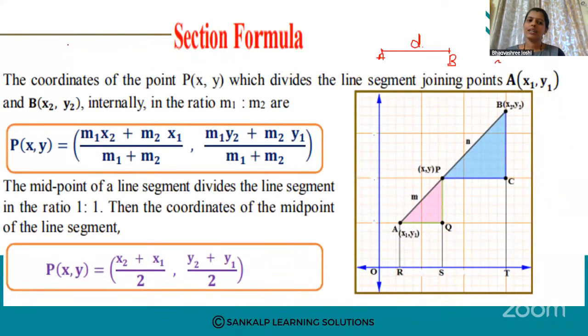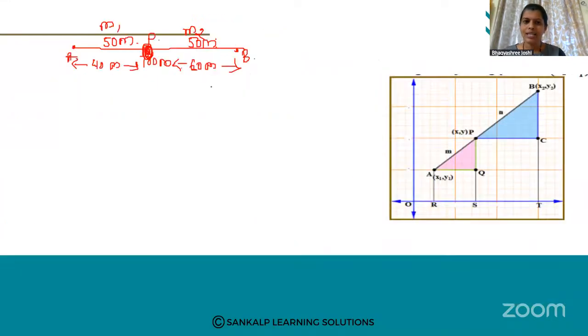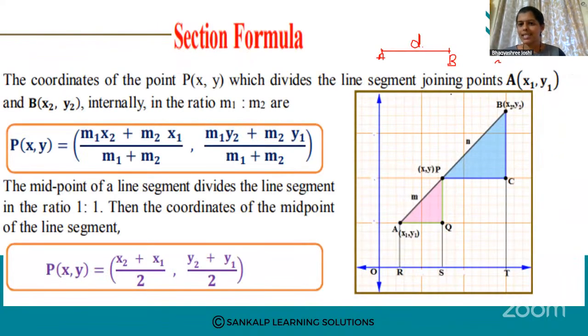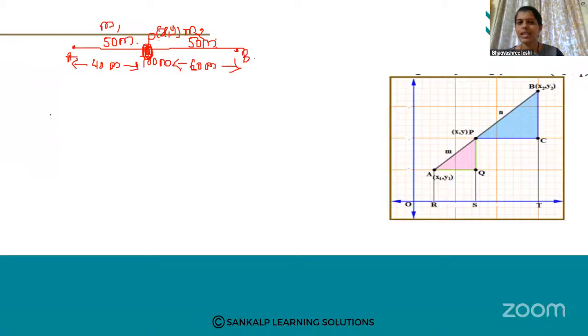The coordinates of the point P we take as x y. It divides the line segment joining points A x1 y1 and B x2 y2 internally in the ratio m1 is to m2. That means coordinates of A are x1 y1 and coordinates of B are x2 y2. Understood? Okay.